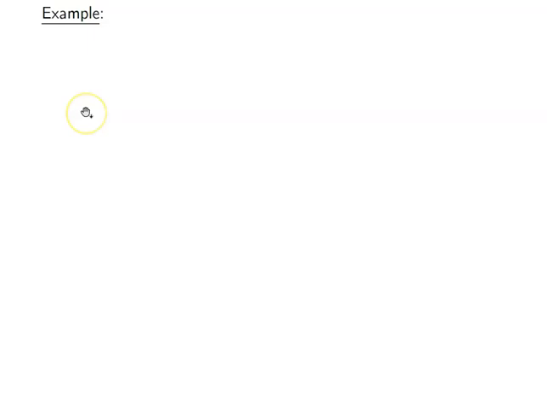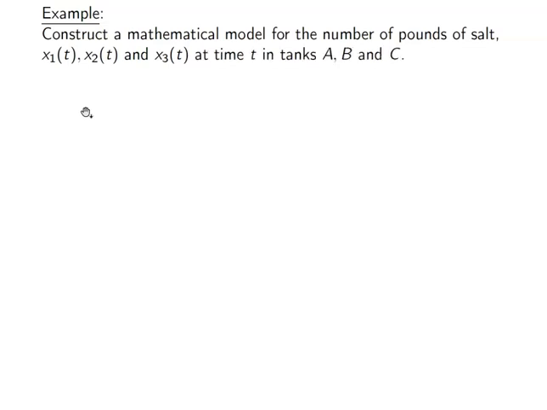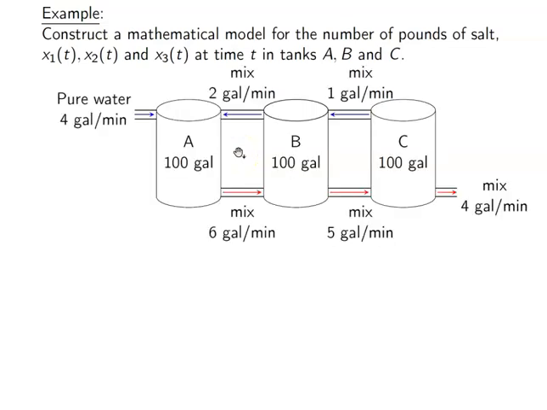So let's do another example. This is the last example. Construct a mathematical model for the number of pounds of salt, which we'll call x1, x2, and x3, at time t in tanks A, B, and C. So this is a nice picture. X1 represents the number of pounds of salt in tank A. X2 represents the number of pounds of salt in tank B, and X3 represents the number of pounds of salt in tank C.